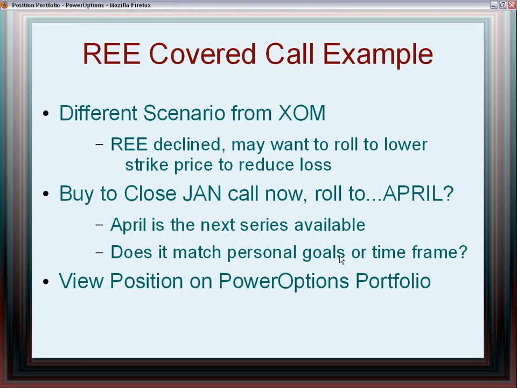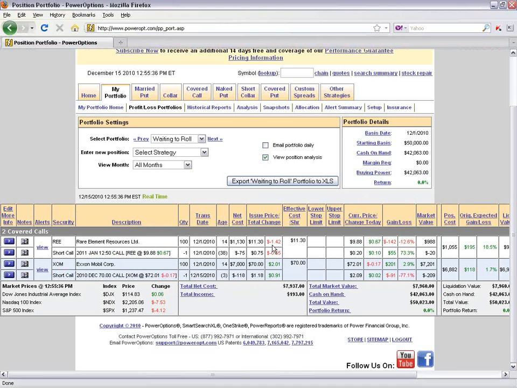Let's go back now to the portfolio tools and take a look at where REE is right now. In the profit and loss chart, we have the stock at 11.30. We sold that 12.5 call for 75 cents. The stock's moved up a little bit since we started this presentation. It's now at 9.88. The buyback cost for our short call is 20 cents.